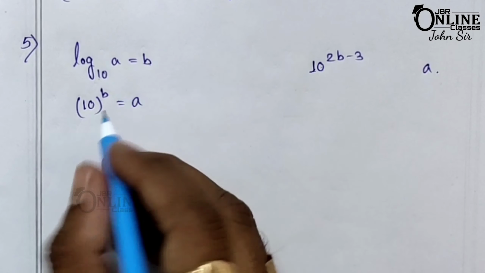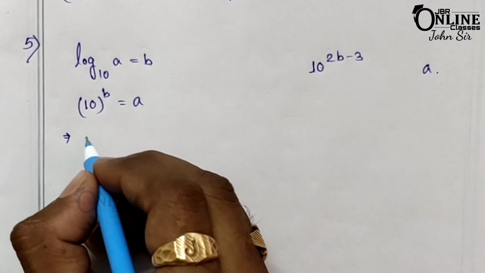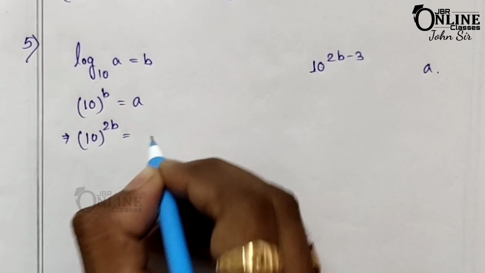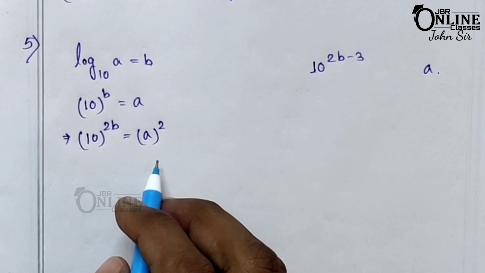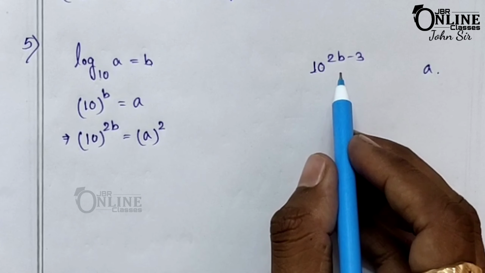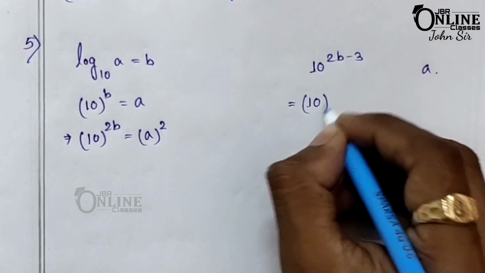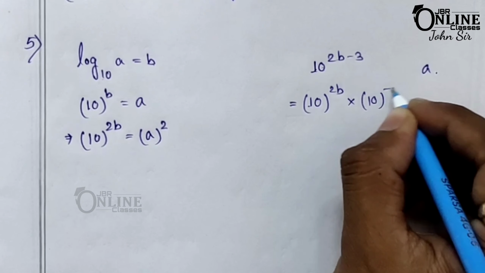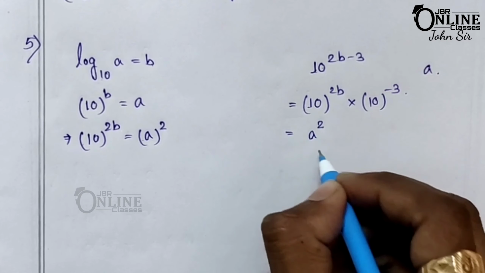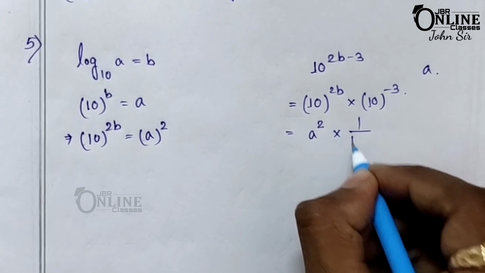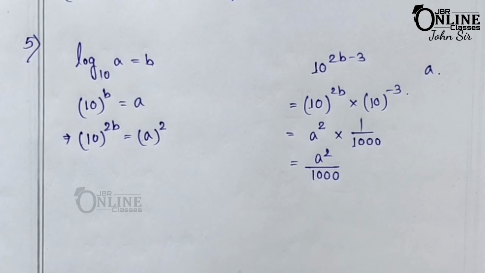To form 10 to the power 2b, first square both sides. By squaring both sides, 10 to the power 2b equals a square. Next, 10 to the power 2b minus 3 you can easily write as 10 to the power 2b into 10 to the power minus 3. The value of 10 to the power 2b is a square, and 10 to the power minus 3 means 1 by 1000. So the final answer will be a square by 1000.